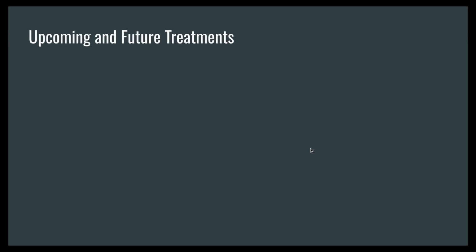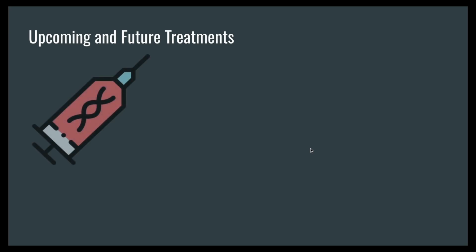So, some upcoming and future treatments. Kind of cool, right? Some gene therapy. Trying to use gene therapy basically to see if they can target the prion protein gene and induce the expression of protective proteins. So that'd be kind of cool if they could do that.